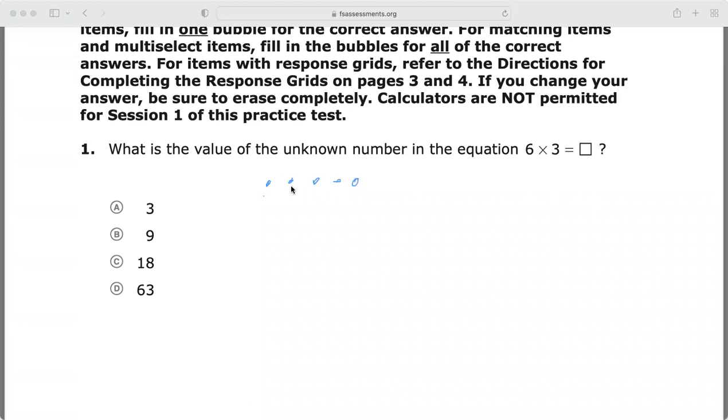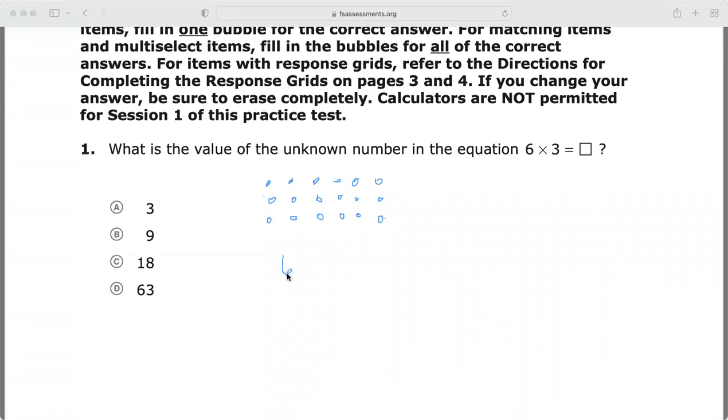So 3 rows of 6, and then count them all up. Or you could do 6 plus 6 plus 6. So I'm going to give 3 strategies for answering this if you don't have it memorized. So if you were to count these all up, it would be 18.